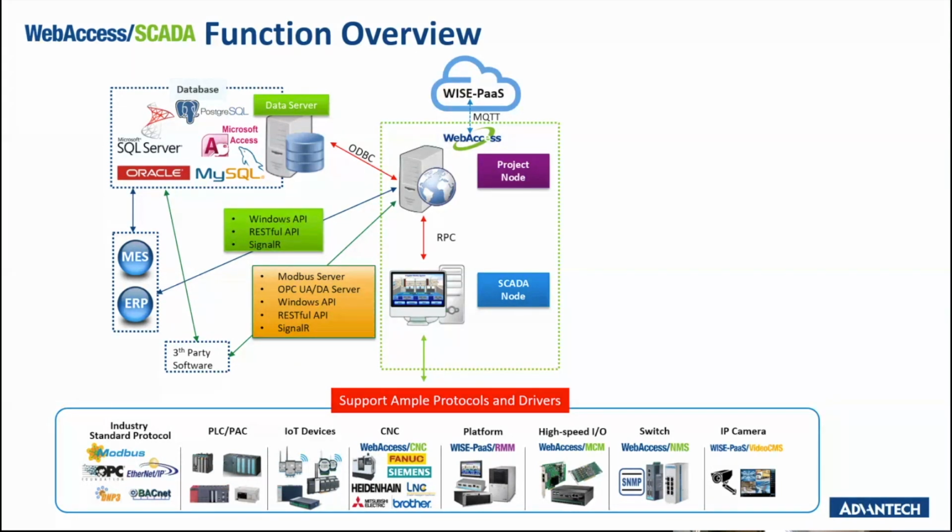WebAccess also allows direct communication towards the MES and ERP system via API. It supports Windows, RESTful, and SignalR API via the SCADA WebAccess. For any other third-party application software, if it is able to support Modbus, OPC UA or DA server, Windows API, RESTful, or SignalR, it can be established as well, as shown in this diagram method.